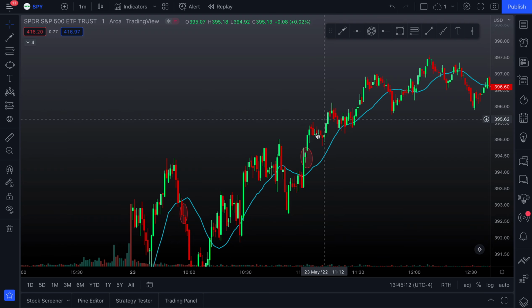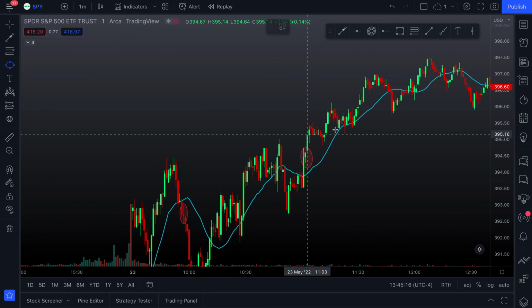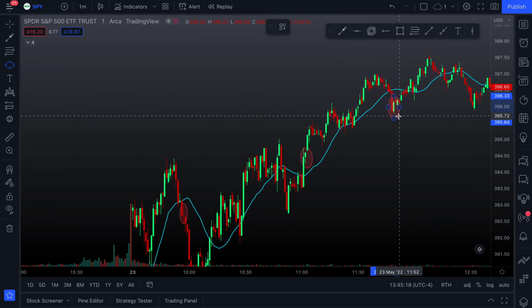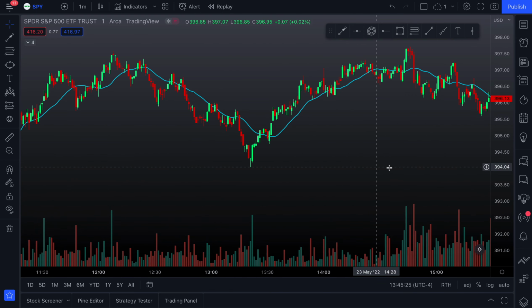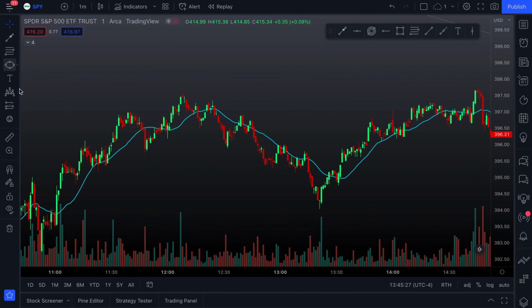Ride it all the way up, wait for a break and hold. You get all the way up to here, and then right here is when you get 20 SMA confirmation out of the trade. So we can scroll through and find tons of examples of how well it works.